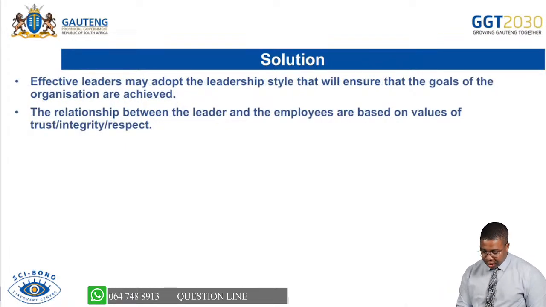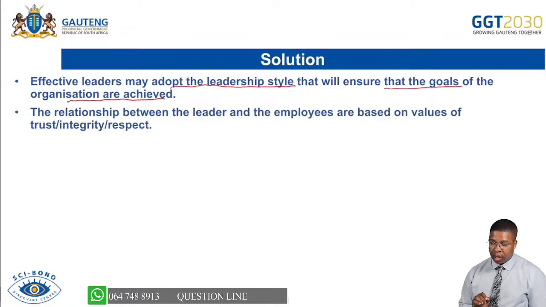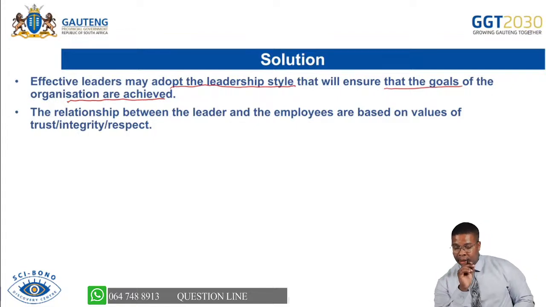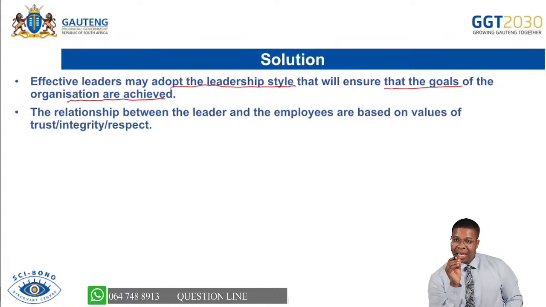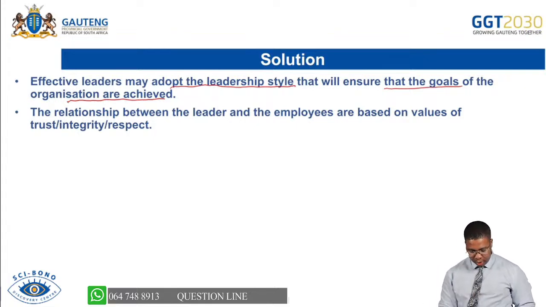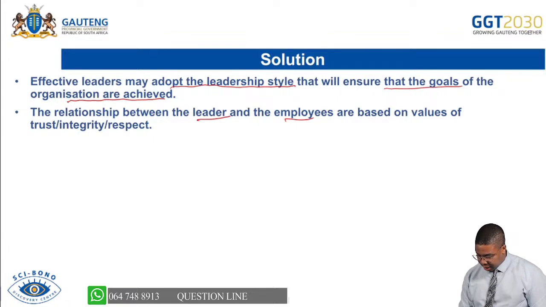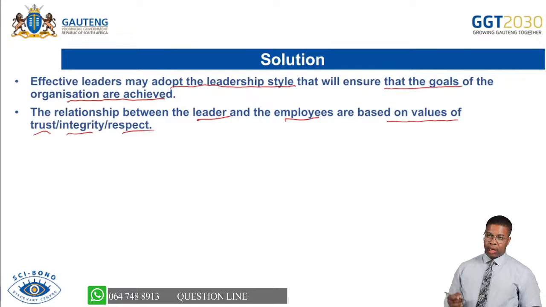Then it also says effective leaders may adopt leadership styles which will ensure that goals of the organizations are achieved. So they'll have to analyze the situation in the business, analyze the employees to say these employees in this department will need this particular character for them to be effective and will need this character under this leadership style. And then the relationship between the leader and the employees should be based on what now? Values of trust, integrity, and respect.